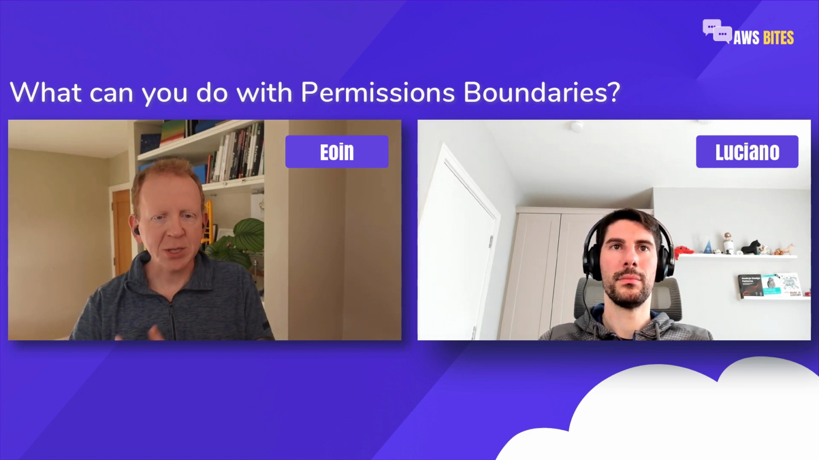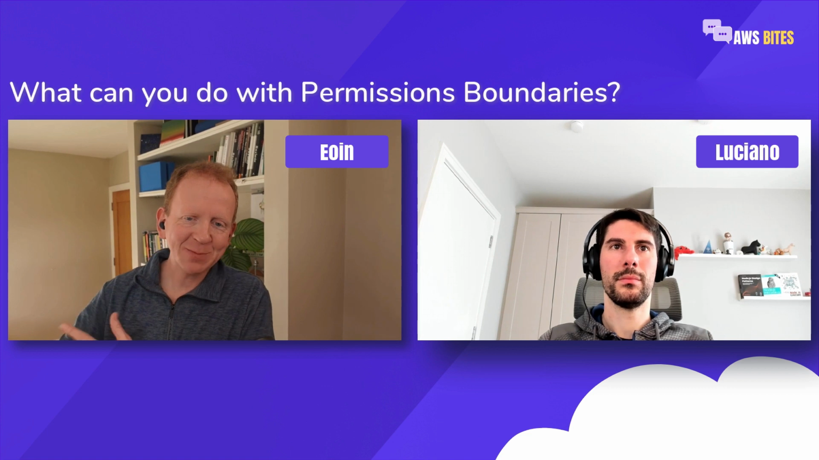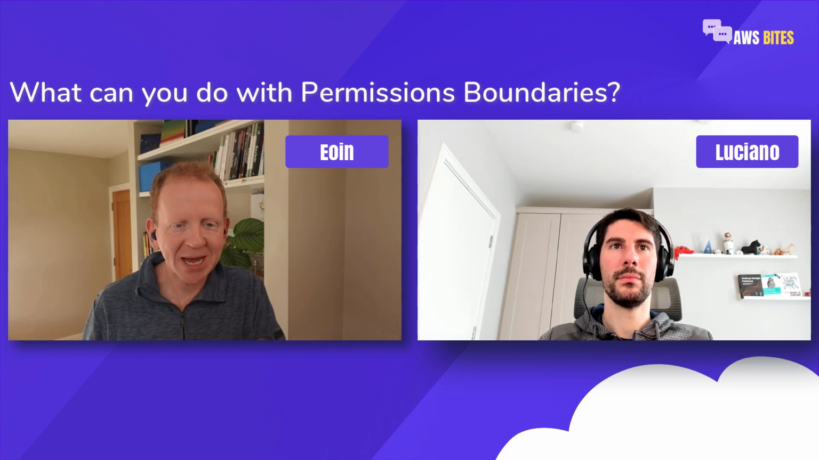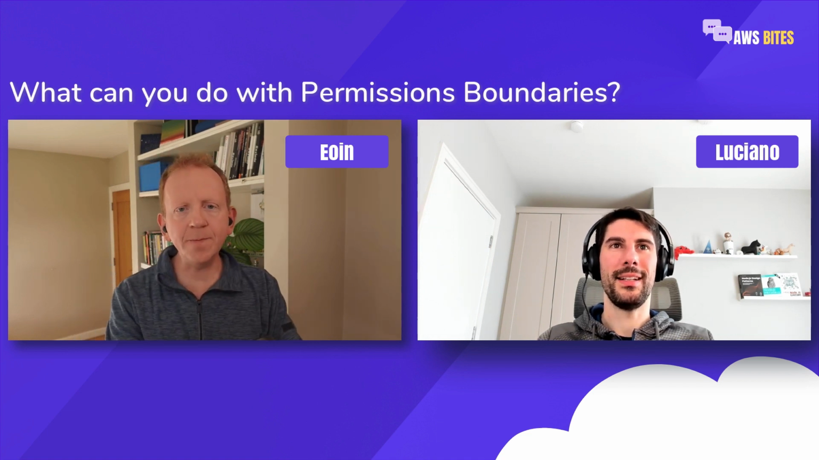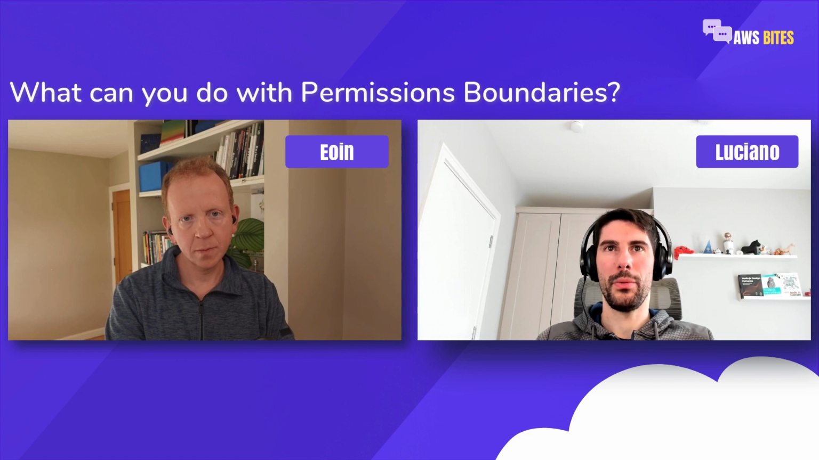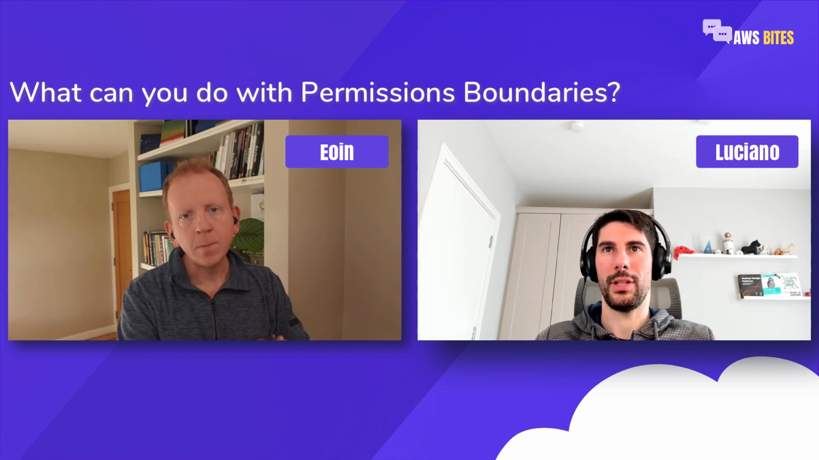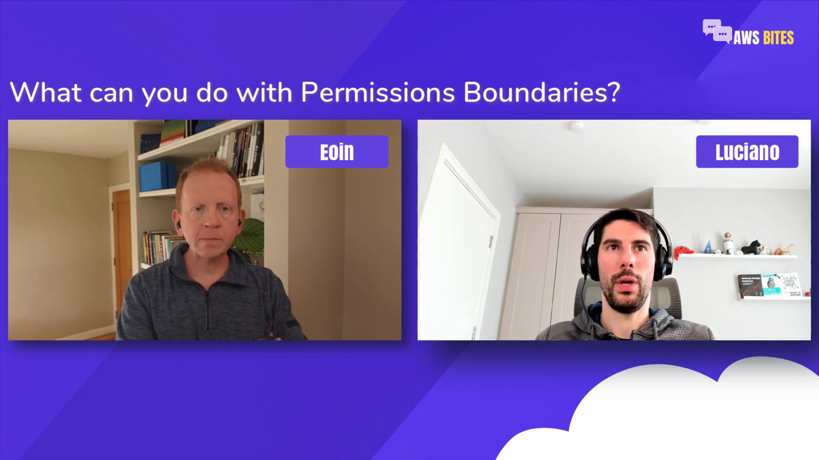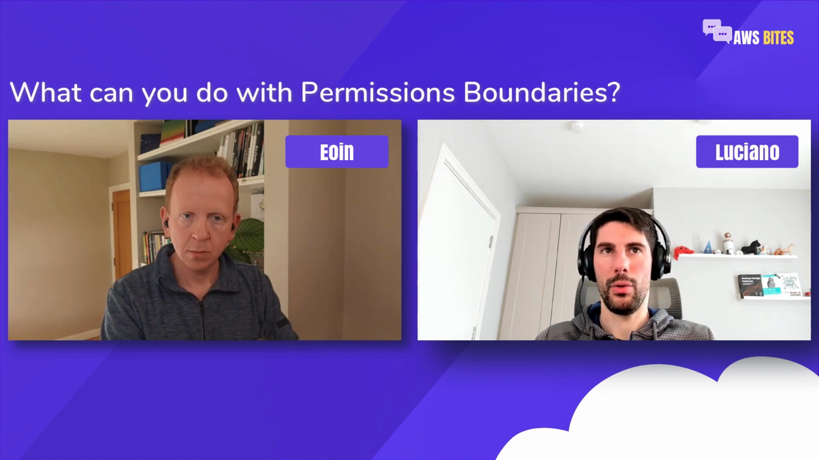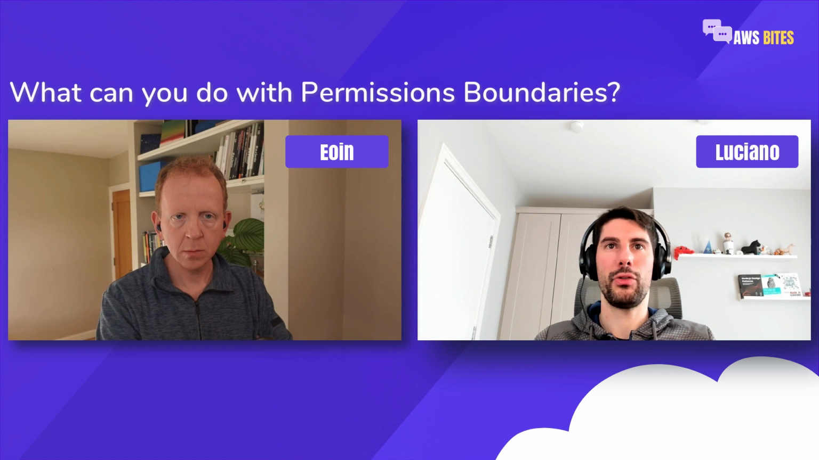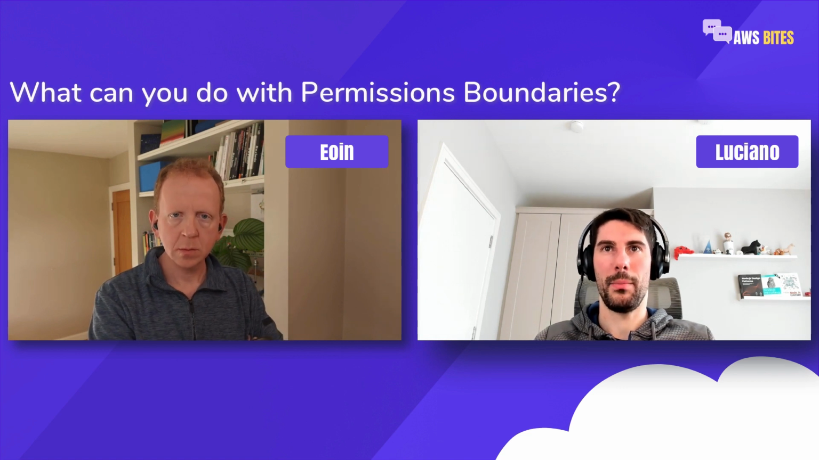So, Luciano, would you like to describe how permissions boundaries are the solution to privilege escalation? Yeah, let's say that Bob now needs to fix this problem, right? What can he do? The idea is that Bob can create a permission boundary policy, which is just a normal policy in IAM, but it will allow him to restrict specific actions like create a role, but make sure that Alice must assign a permission boundary to it.